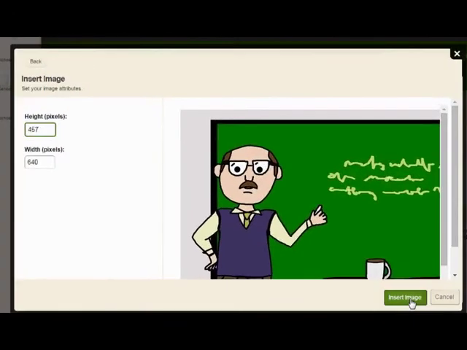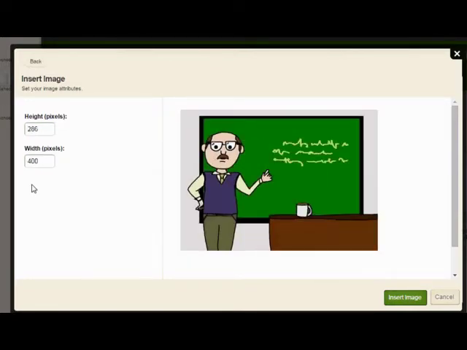When adding a photo, you can choose what size it should be. Remember that any image on your website should never be wider than 500 pixels. In this case, I'm going to change my width from 640 to 400. I am using a graphic that I found on the internet, but you may want to use a picture of yourself. When you are happy with the size of your graphic, click Insert Image.